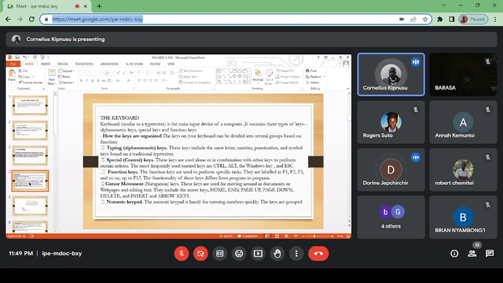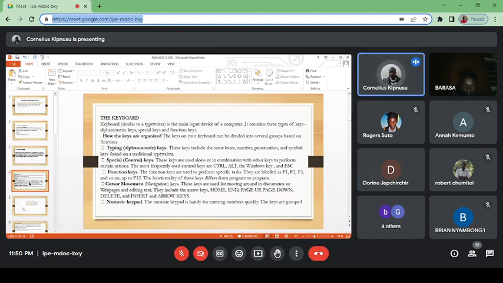We shall move on and see another type of key, that is the function keys. Can we have Baraza taking us through? The function keys are used to perform specific tasks. We have different types of function keys. They are usually from F1 to F12. They are found on the top part of the keyboard. We shall see them later.